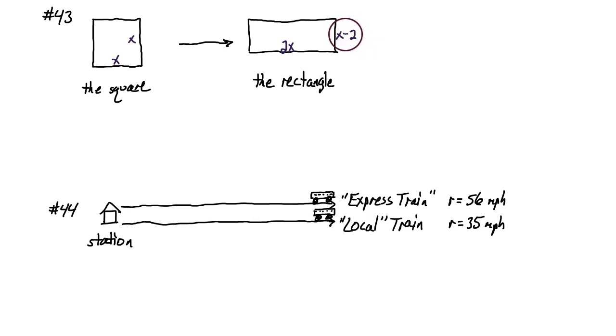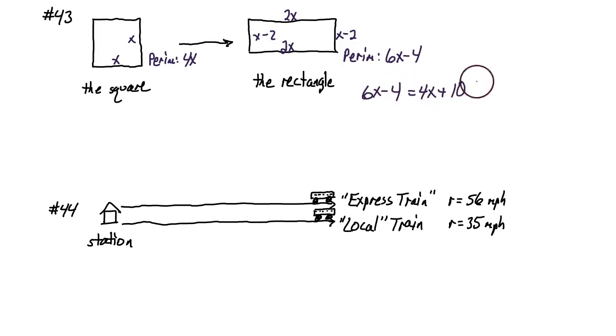We're told that the perimeter of the rectangle is 10 feet greater than that of the square. So let's find the perimeter of the square. It's 4x. X plus x plus x plus x. Let's find the perimeter of the rectangle. It's 6x minus 4. Let's go back to that clue that the book gave us about these perimeters. The perimeter of the rectangle is 10 greater than the perimeter of the square. So the perimeter of the rectangle equals the perimeter of the square plus 10.